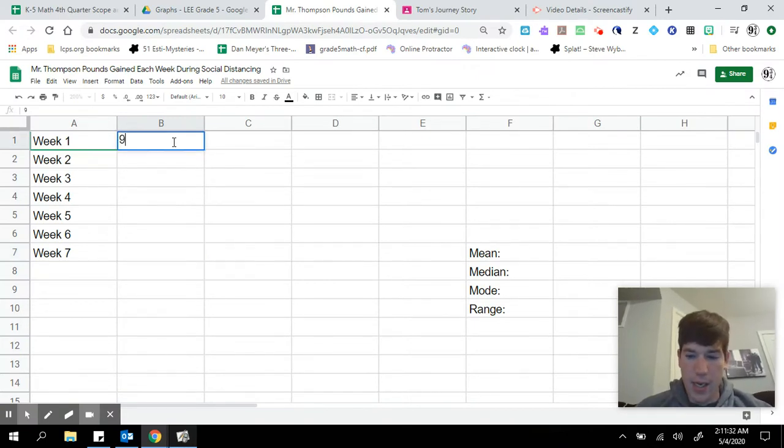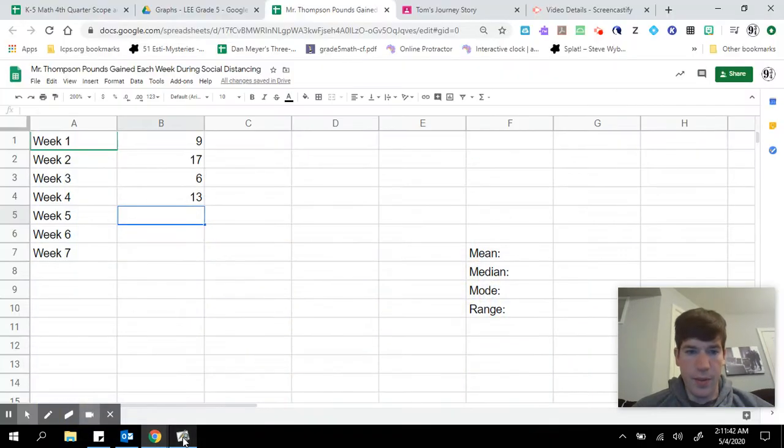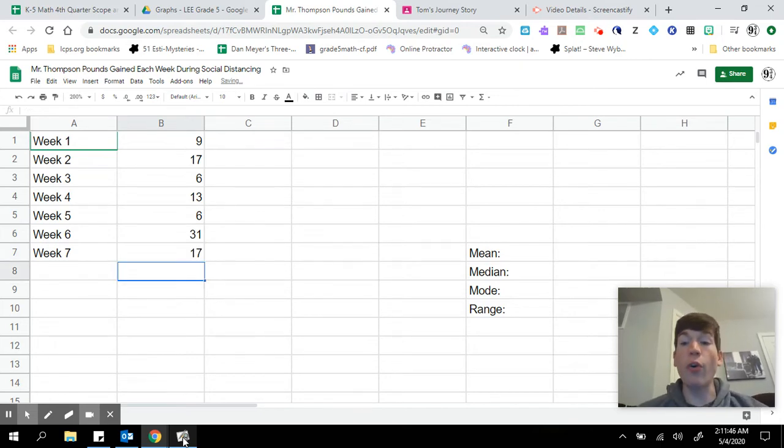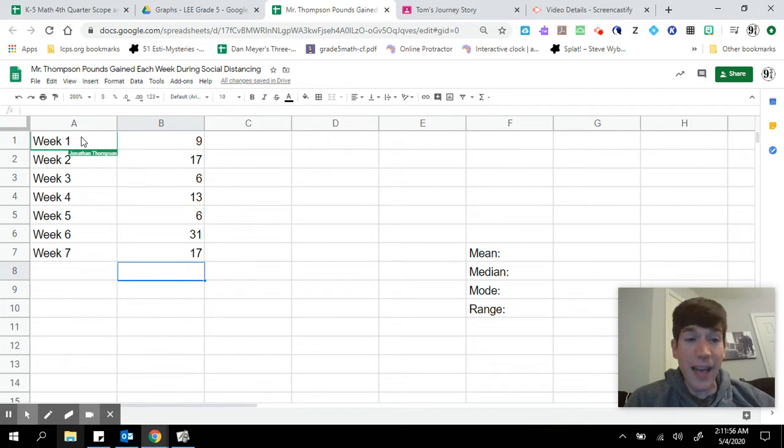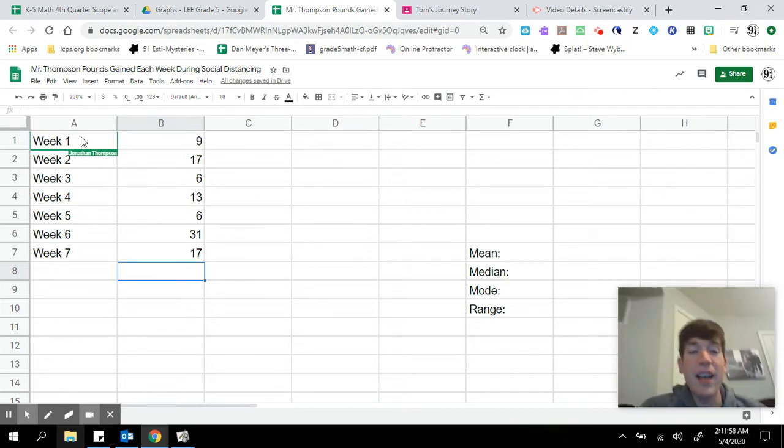So week one is 9, 10, 10. Last three, which is 6, 31, 17. That's our data in order for all the weeks. So if we're entering our data, that's all we're doing. This first column here is going to represent my x-axis, my horizontal axis, and that B column there is going to represent my vertical axis, and that's my y-axis. Now, we have that in there.